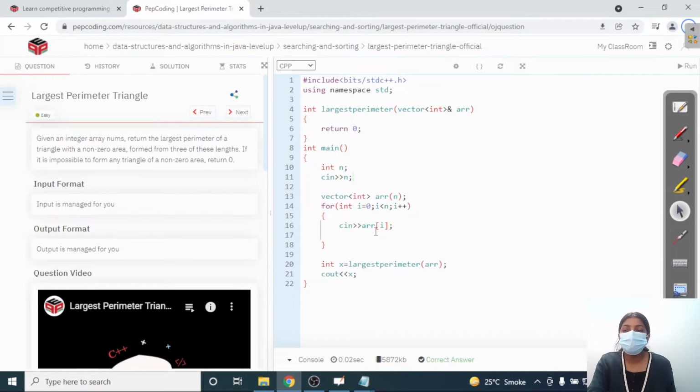In this video, we are going to discuss another new question of the searching and sorting series: largest perimeter of a triangle. We will be given an array of integers, and those array elements represent the sides of a triangle, like the lengths of some sides. We first have to check if those sides form a triangle or not, and if they do, we form multiple triangles and return the largest perimeter out of those triangles.